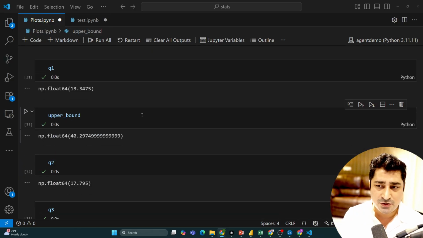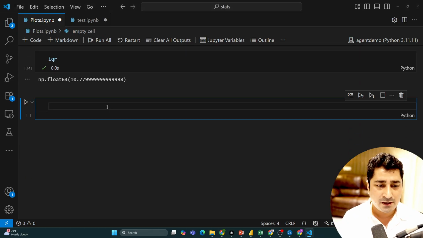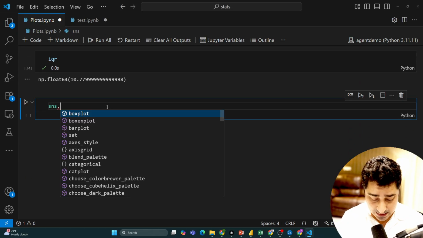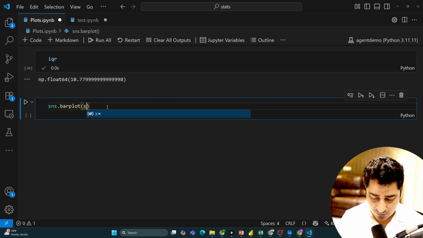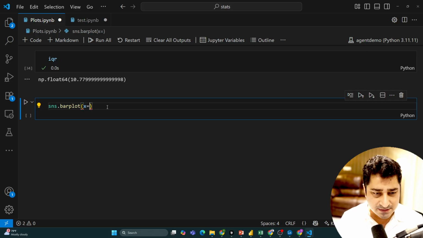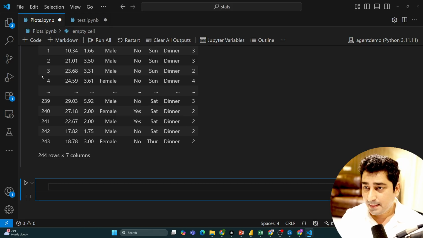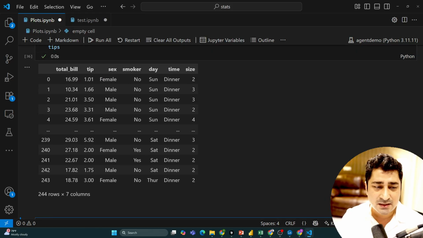Now let's try to draw something else over here. So SNS, and I'm going to draw a bar plot, let's suppose. To do a bar plot, I have to give an x-axis over here. So x-axis wise, I have to give some data. Let me show you the tips data first of all. Once again, this is my tips data, right?